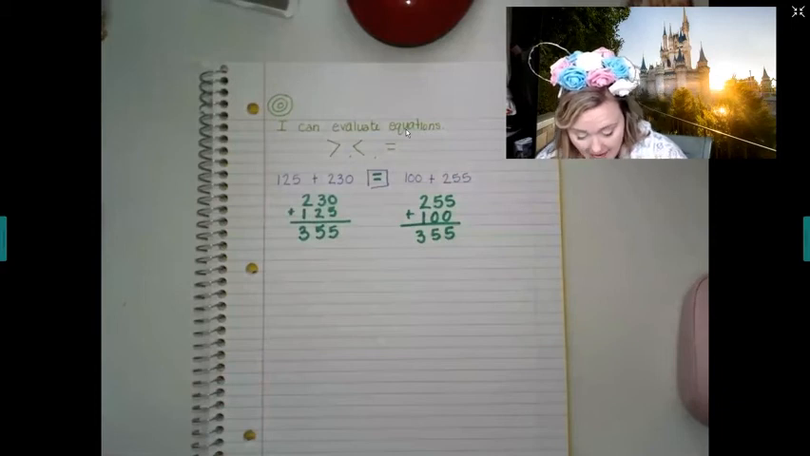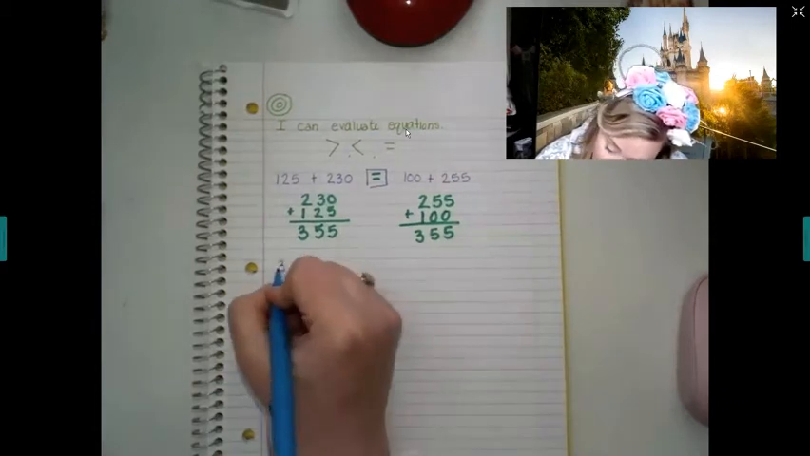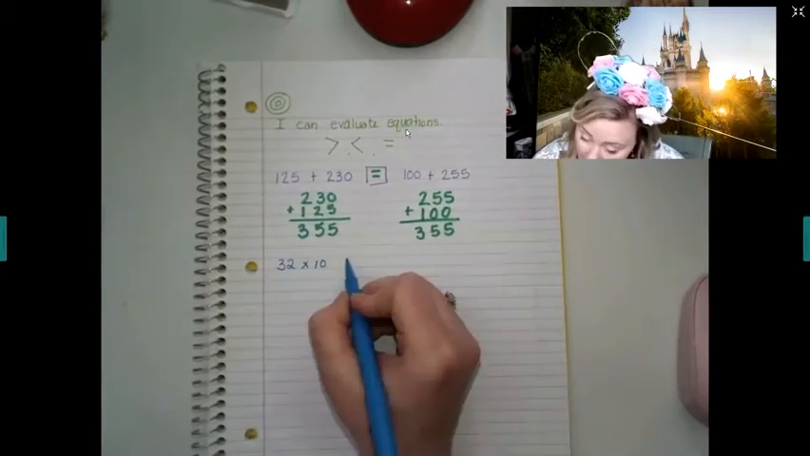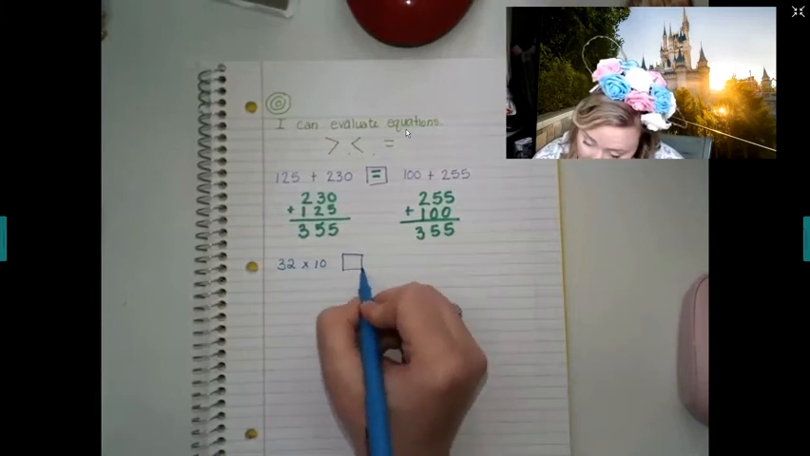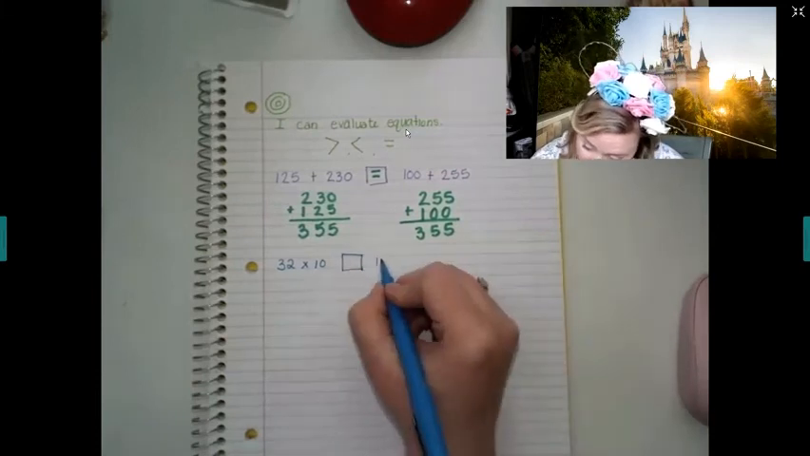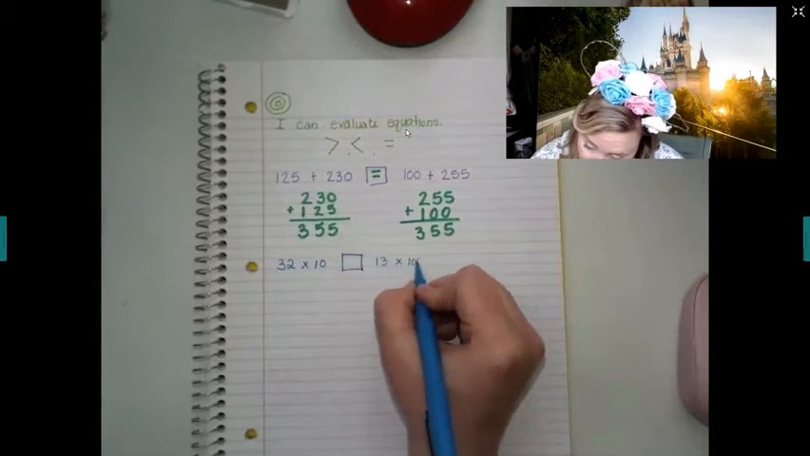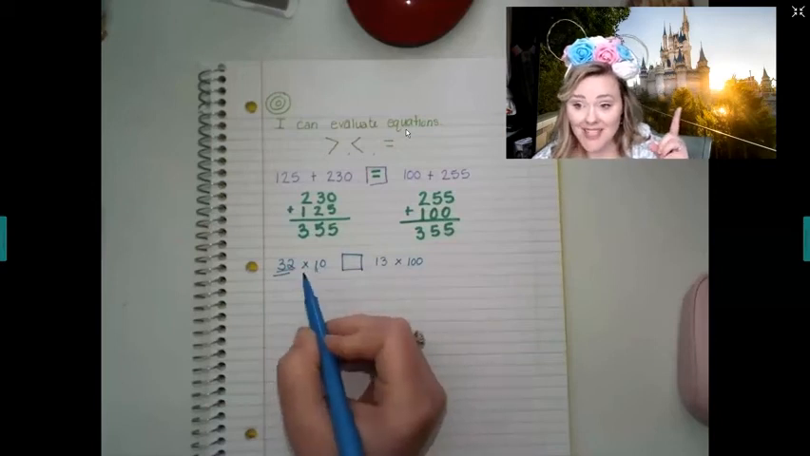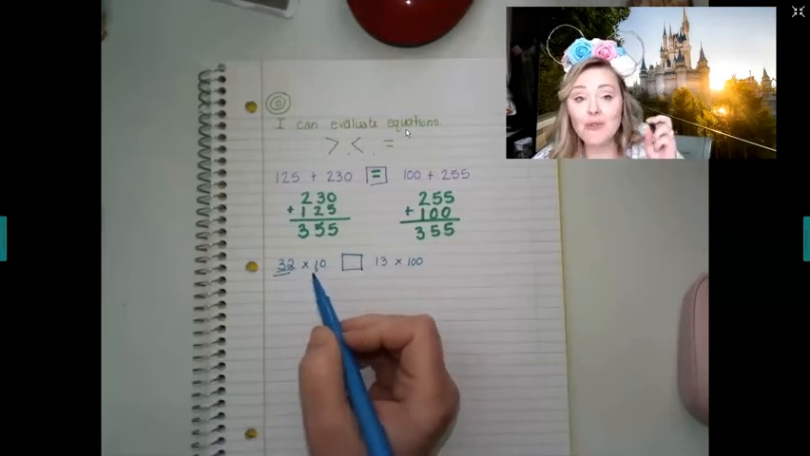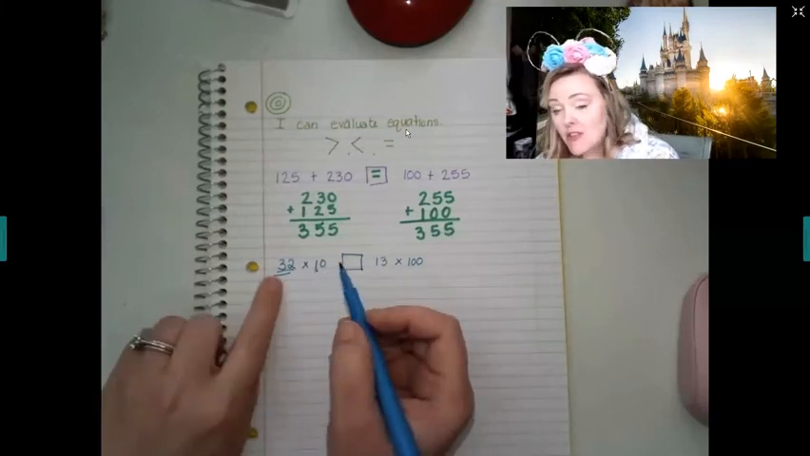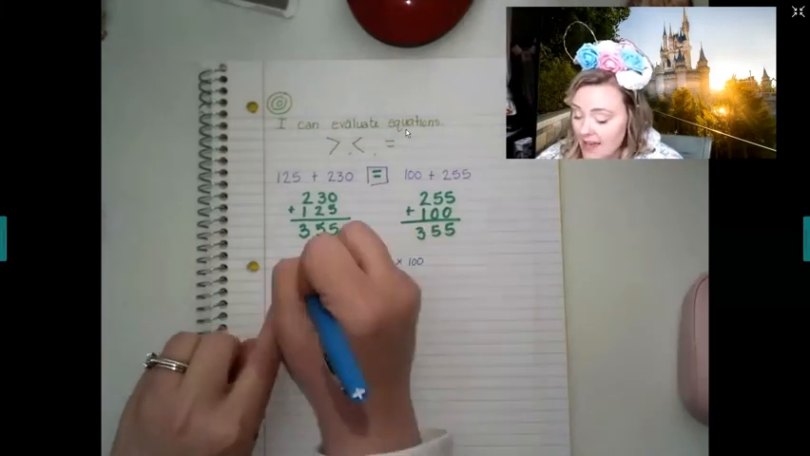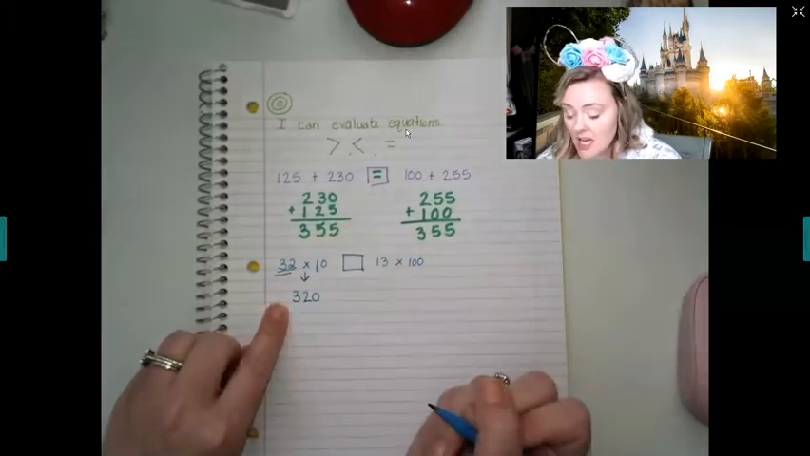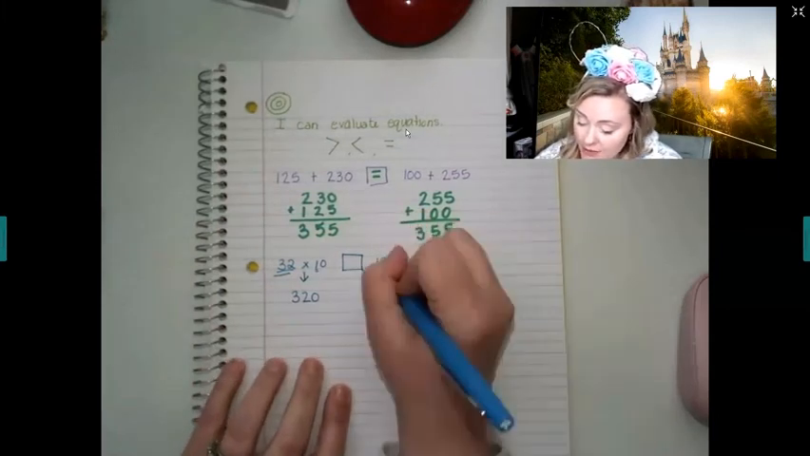Let's try to do this one that has multiplication. So we're going to do 32 times 10. This is using the 0 property. And then we are comparing that with this one, which is 13 times 100. What is 32 times 1? And you think to yourself 32. And then so 32 times 1, 10 would be 32 tens, also known as 320.